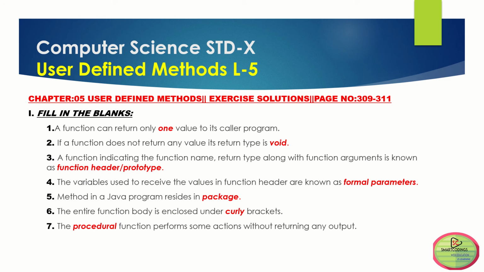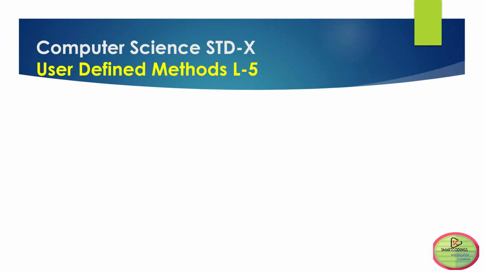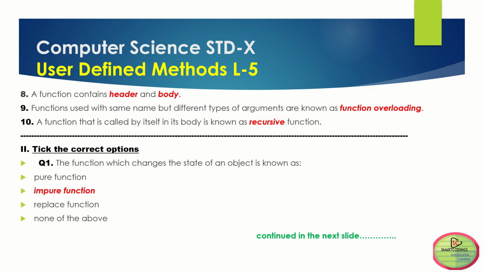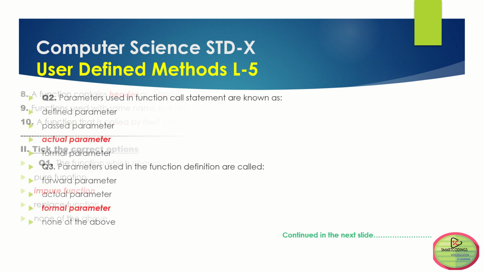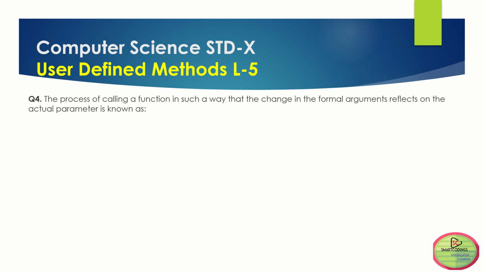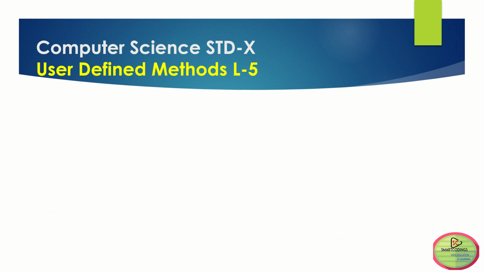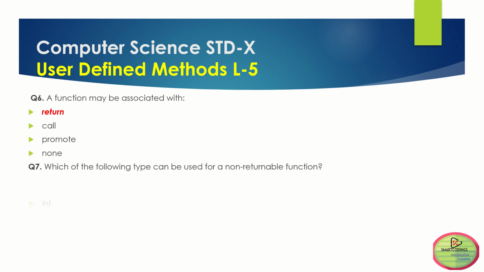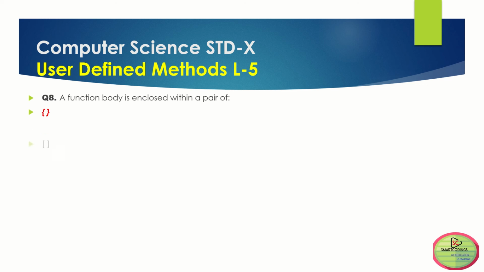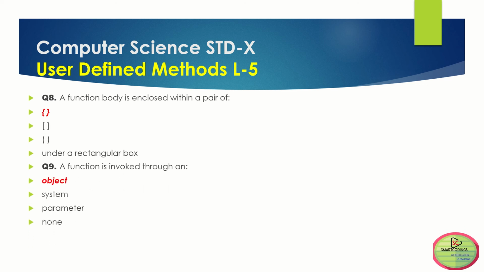This is page number 309 to 311. First part is fill in the blanks. Then in the next slide, part number 2 is choose the correct answers or choose the correct options. As you can see, students, there are a few sets of questions. Part number 2, which is being highlighted on the screen. It's a complete solution. Go through these answers and questions.